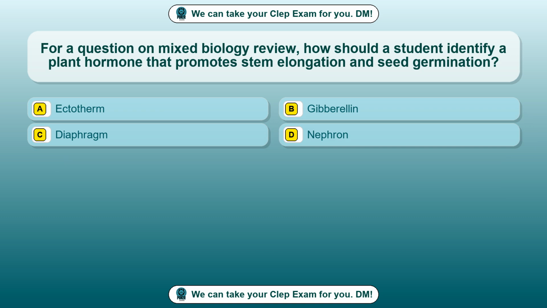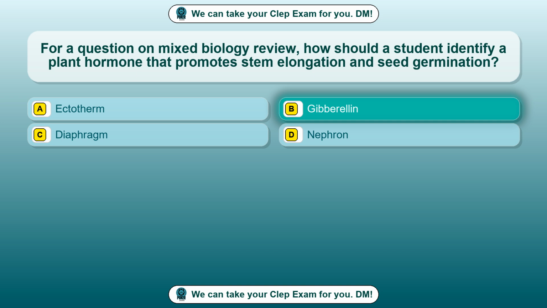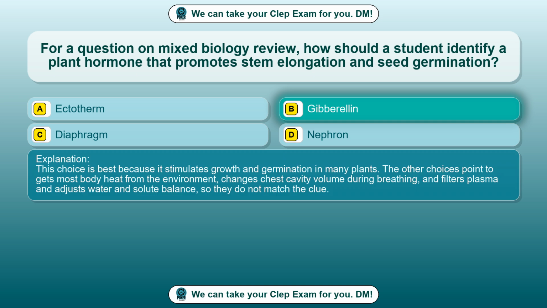Question 35. For a question on mixed biology review, how should a student identify a plant hormone that promotes stem elongation and seed germination? Option A, ectotherm. Option B, gibberellin. Option C, diaphragm. Option D, nephron. The correct answer is option B, gibberellin. This choice is best because it stimulates growth and germination in many plants.